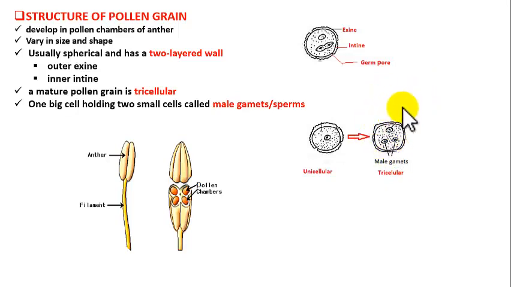grain ready for pollination. Pollination means to be transferred to the female part of the flower. Understood, students? Very simple, right? The structure of pollen grain is very simple.